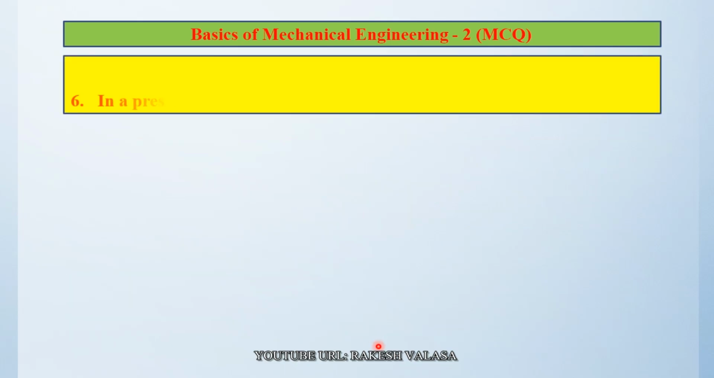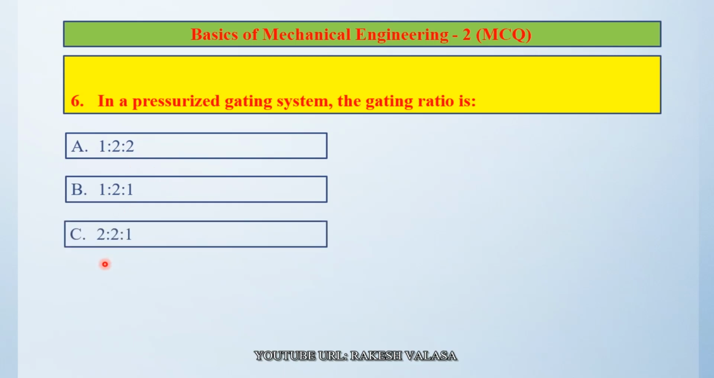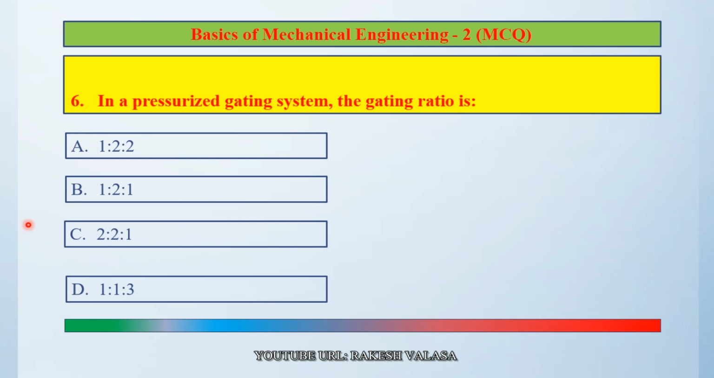Question number 6. In a pressurized gating system, the gating ratio is option A 1 is to 2 is to 2, option B 1 is to 2 is to 1, option C 2 is to 2 is to 1, option D 1 is to 1 is to 3. The correct answer is option B 1 is to 2 is to 1.